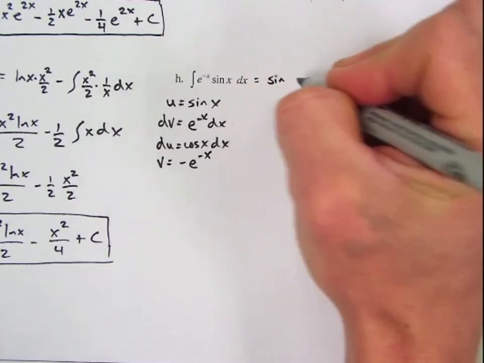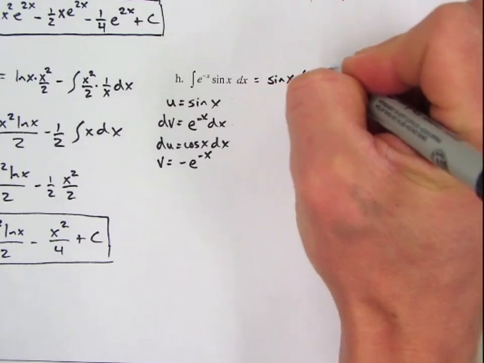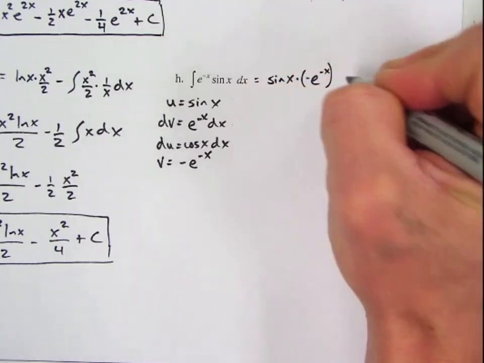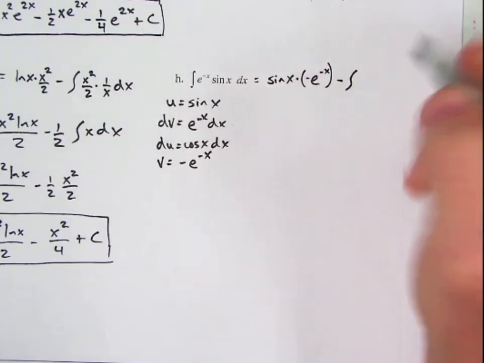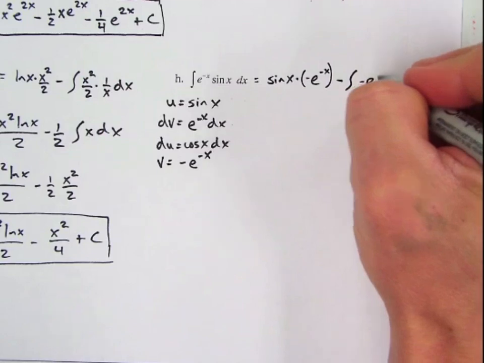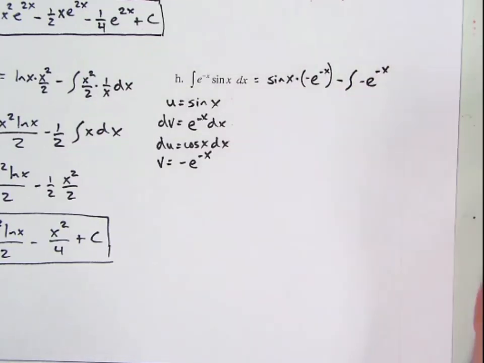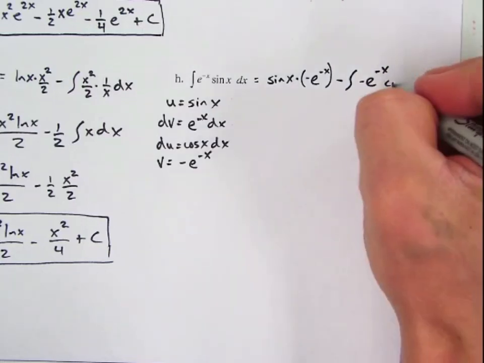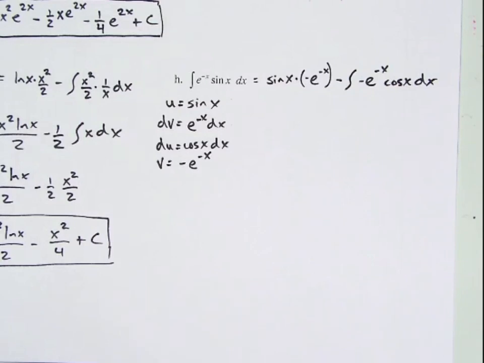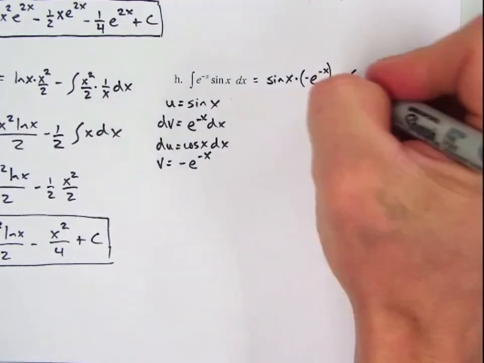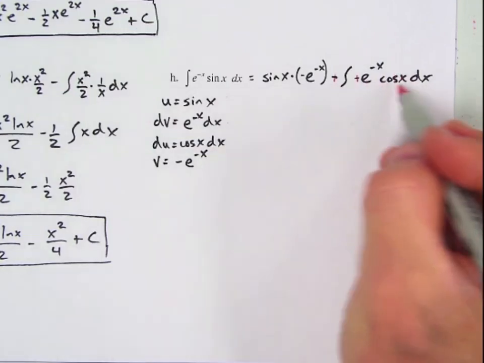So sine x times negative e to the negative x, oh, this is kind of gross, minus the integral of negative e to the negative x times du, cosine x dx. So we have to use integration by parts again, right? We can pull out the negative, and we still have a product here.